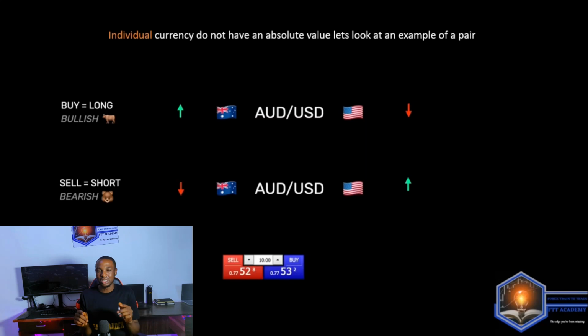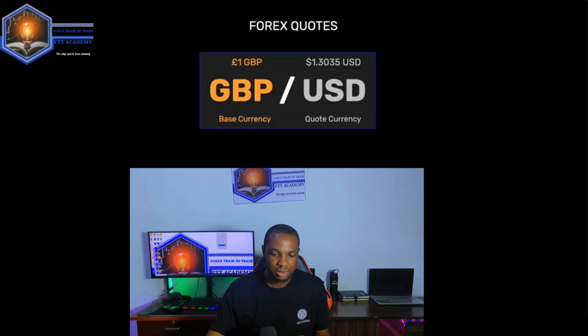Everything has been made very simple. With just a click of a button, you can either sell any of them if you anticipate that the price is going to drop, or you buy it if you anticipate that the Australian dollar price is going to rise. So after looking at how you can simultaneously buy and sell currencies, let's actually look at a Forex quote.